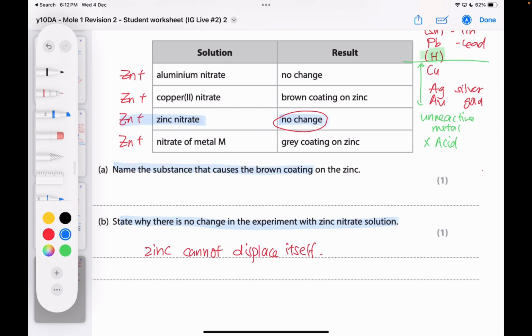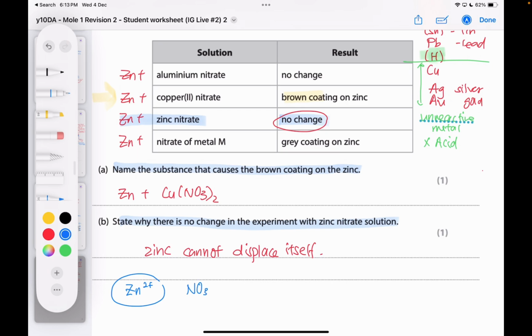Okay, and then we have part A. The substance that caused the brown coating on zinc, the brown coating is here. So we're technically looking at the second reaction. If I were to write down this reaction in words and in chemical formula, so zinc plus copper nitrate, I just want to take a moment to emphasize this. Zinc ion, this formula you have to remember, because while you can find zinc in the periodic table, you can't find a group number above zinc. So there's no way you can know the charge of the ion immediately, okay?